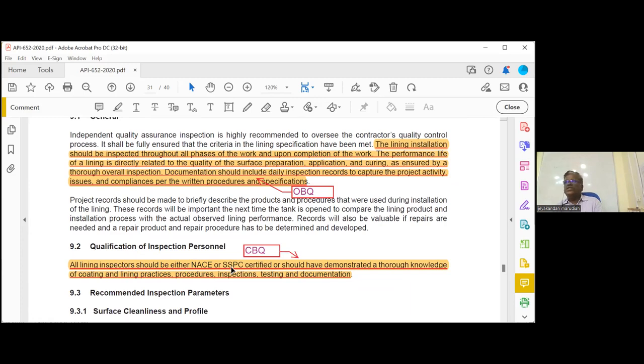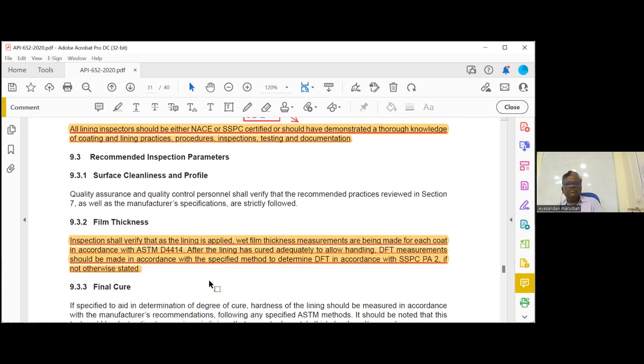Then what is the qualification required for the inspectors? Either they should be NACE or SSPC qualified. All lining inspectors should be either NACE or SSPC certified and should have demonstrated thorough knowledge of coating and lining practice. That is closed book question.